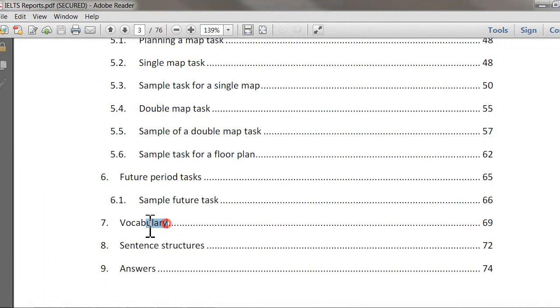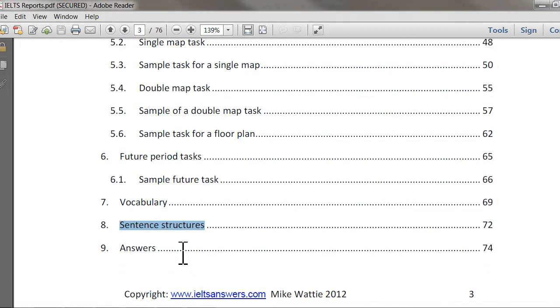Then also to help you, some vocabulary that you can use for different types of tasks, and then some sentence structures useful for increasing your score for grammar.